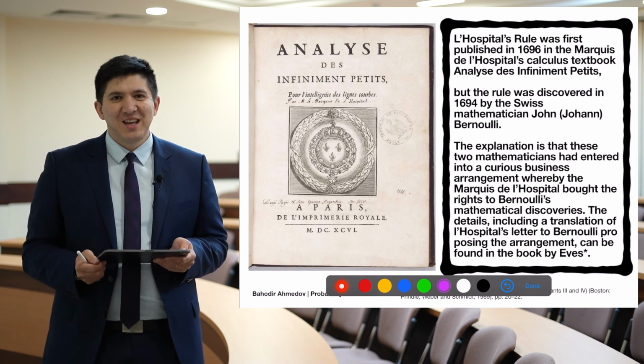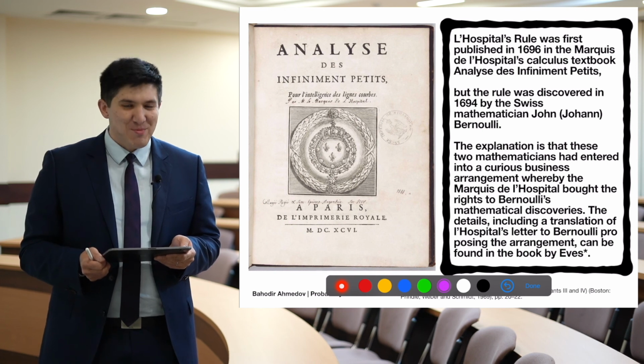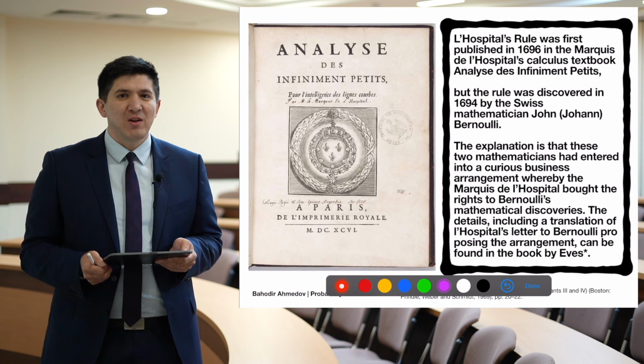So this was a really interesting story, the historical story about the discovery of this rule, which is very useful and very well known by many students.